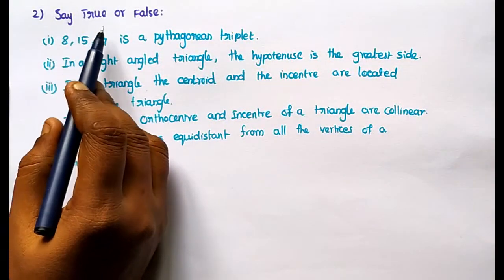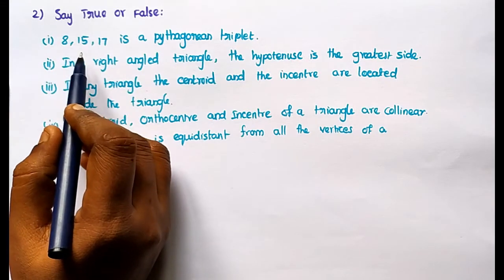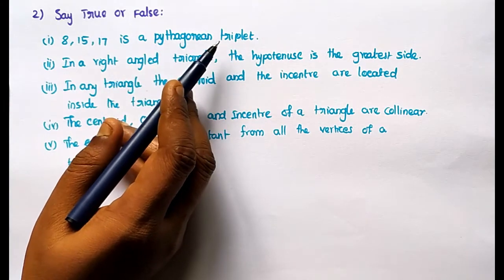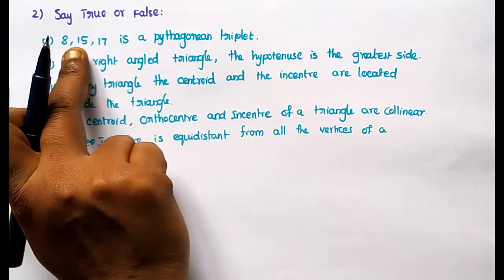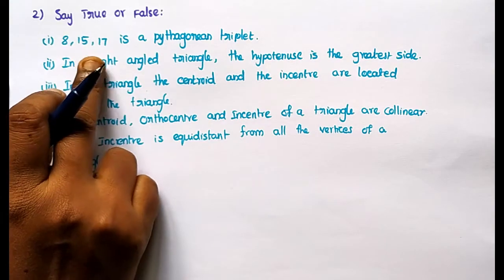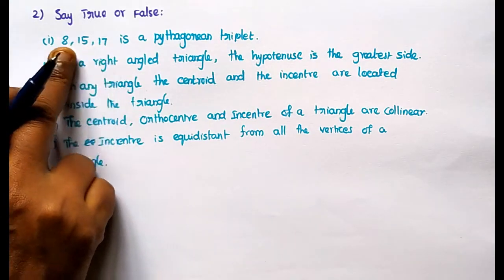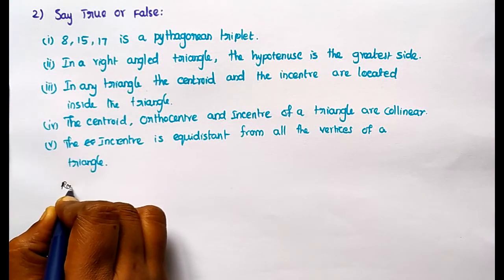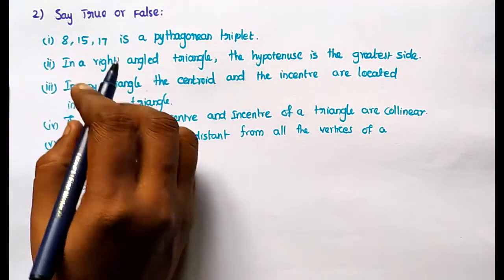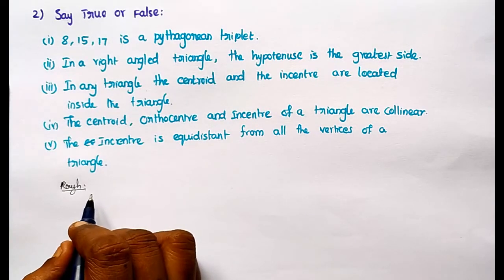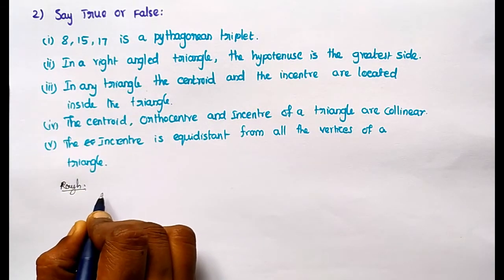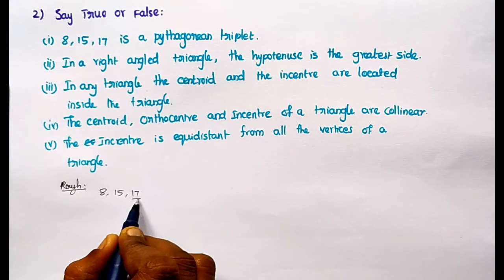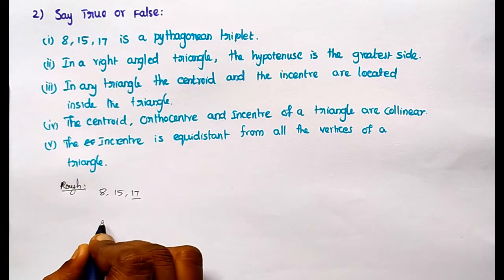Second sum, say true or false. 8, 15, 17 is a Pythagorean triplet. Pythagorean triplets means the three numbers they given, three sides, satisfy the Pythagoras theorem. Listen, check whether it is Pythagorean triplets or not. 8, 15, 17. Which one is the hypotenuse? Longest side, that is 17 square.